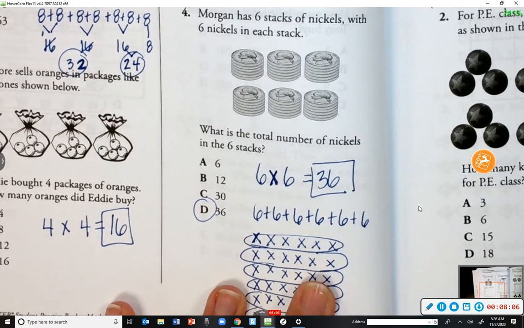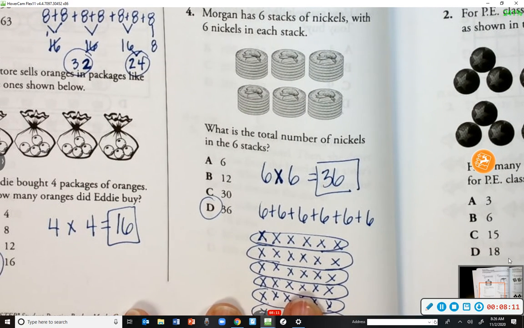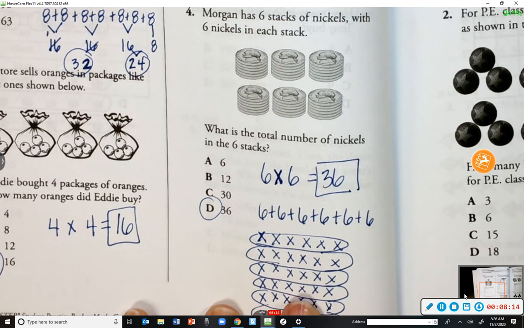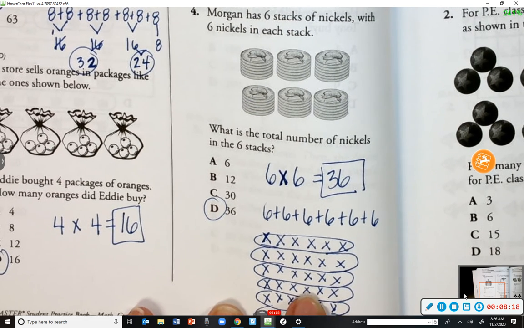So those of you at home, go ahead and post a picture of this warm-up, page 54, and you can go on to your math lesson next. We are going to be talking about properties of multiplication.